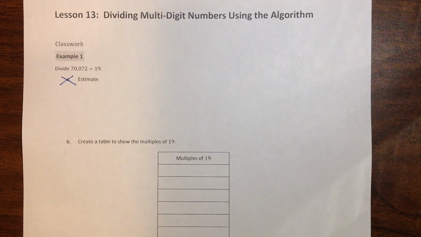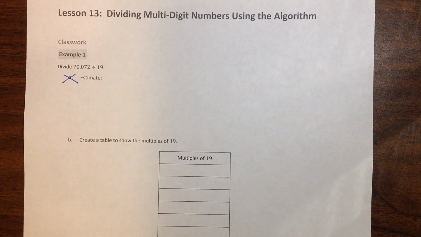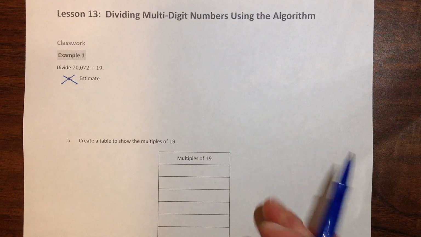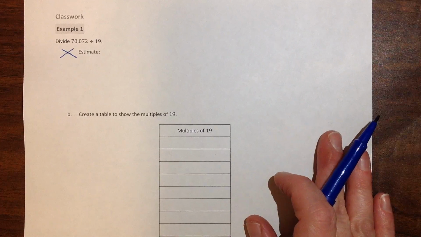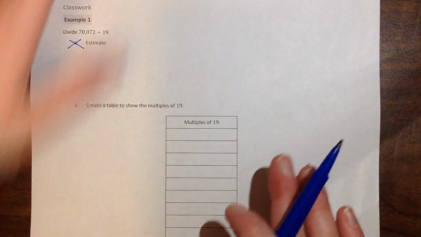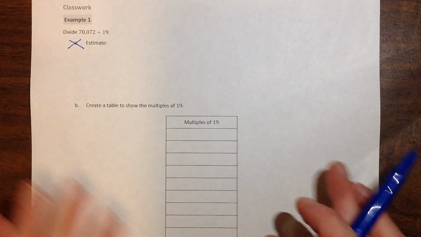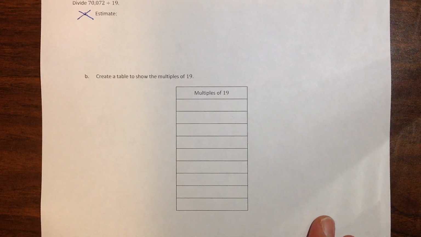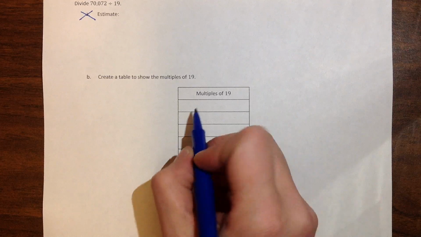We're going to skip to part B, where it asks us to create a table to show the multiples of 19. The reason that we're going to do this is because 19 is not a very friendly number. So a good strategy is to create this table of values to show the multiples of 19. This way when we go to divide, you'll know what the multiples of 19 are. It'll make it easier to complete the standard algorithm. So we're going to make a list of multiples from 1 to 9.